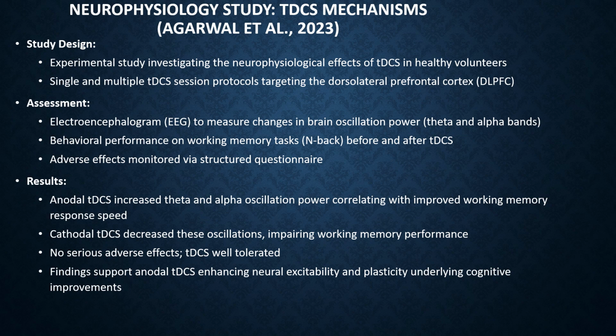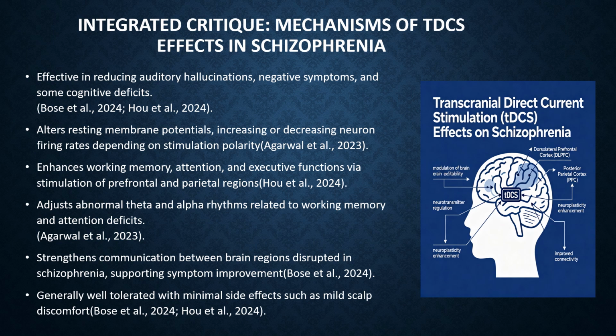In this experiment, anodal TDCS increased both theta and alpha oscillations in the brain, which correlated with faster responses and improved working memory performance. Cathodal TDCS did the opposite, reducing these beneficial brain waves. Importantly, the procedure was very well tolerated with only minor temporary discomfort. This mechanism-focused study shows that TDCS can directly enhance brainwave patterns associated with cognitive functioning, supporting its therapeutic potential while confirming safety. Now, it's the summary of all the previous three studies.